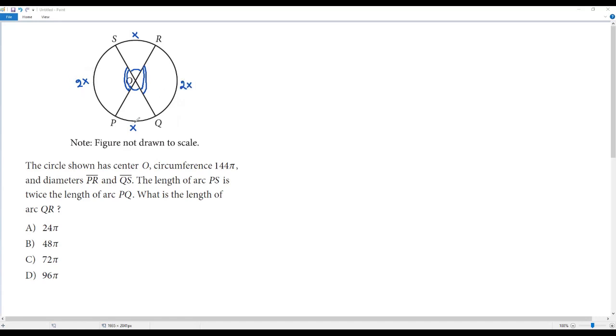Now when I add the length of arc PQ, the length of arc PS, the length of arc SR, and the length of arc RQ, that is equal to the circumference of the circle. Let me add the lengths of all the arcs: x plus 2x plus x plus 2x. The lengths of all these arcs add up to the circumference. Already we have the circumference of the circle, that is 144 pi. In this equation, we have to solve for x. Once we get the value of x, it can be multiplied by 2 to get the length of arc QR, because according to the question, we have to get the length of arc QR.